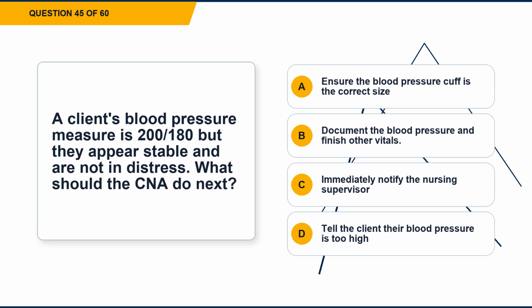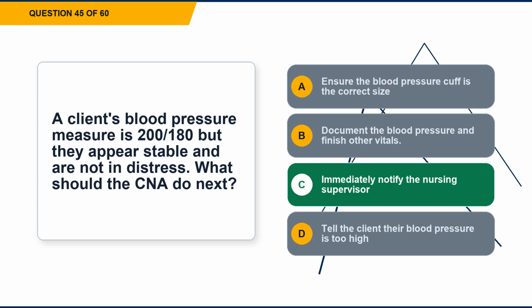Question 45. A client's blood pressure measure is 200/180 but they appear stable and are not in distress. What should the CNA do next? Option A, ensure the blood pressure cuff is the correct size. Option B, document the blood pressure and finish other vitals. Option C, immediately notify the nursing supervisor. Option D, tell the client their blood pressure is too high.